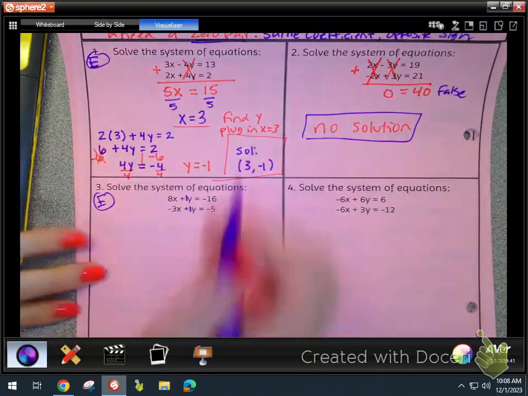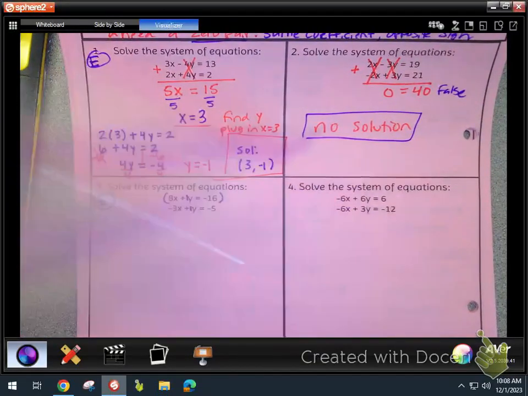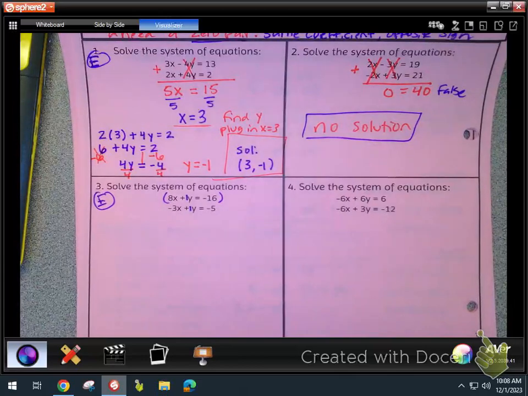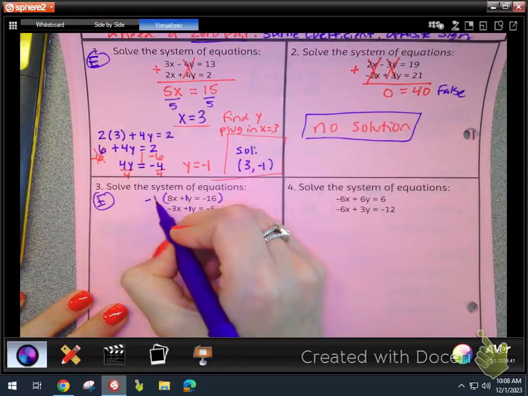So we're going to change the top one. But here's the question: how do I turn a positive 1 into a negative 1 by multiplying? Think about what I just said. I need to multiply positive 1 by something to make it a negative 1. Raise your hand if you think you know what I need to multiply it by. Negative 1. Very good.